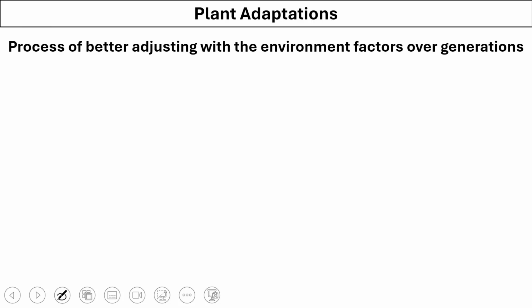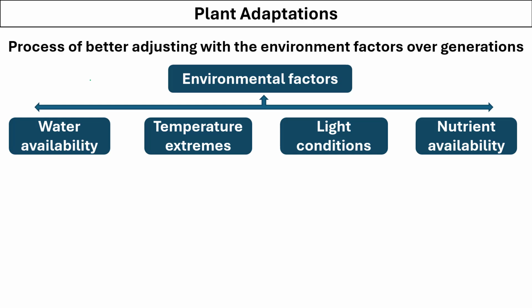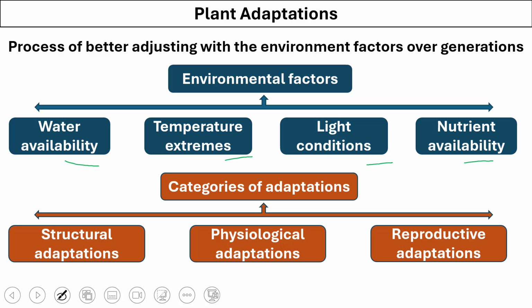So, plant adaptations. Adaptations are the process of better adjusting with the environmental factors over the generations. These environmental factors can be availability of water, temperature conditions, light conditions, and the nutrient availability. The category of adaptations can be structural adaptations, physiological adaptations, or reproductive adaptations.